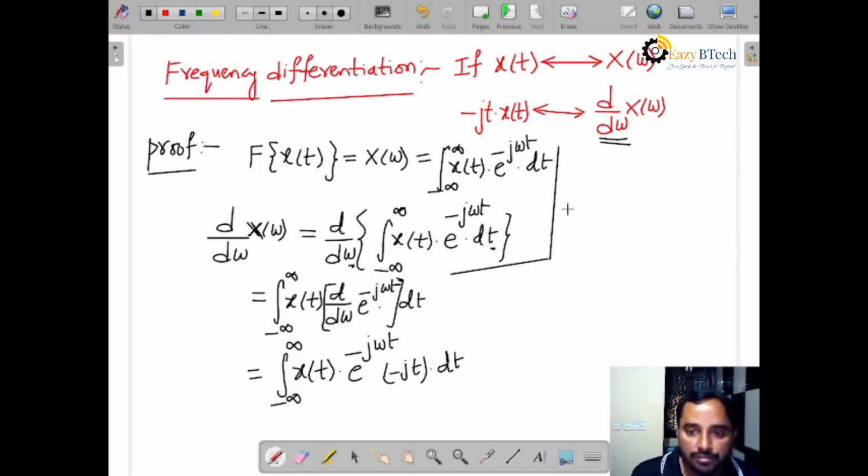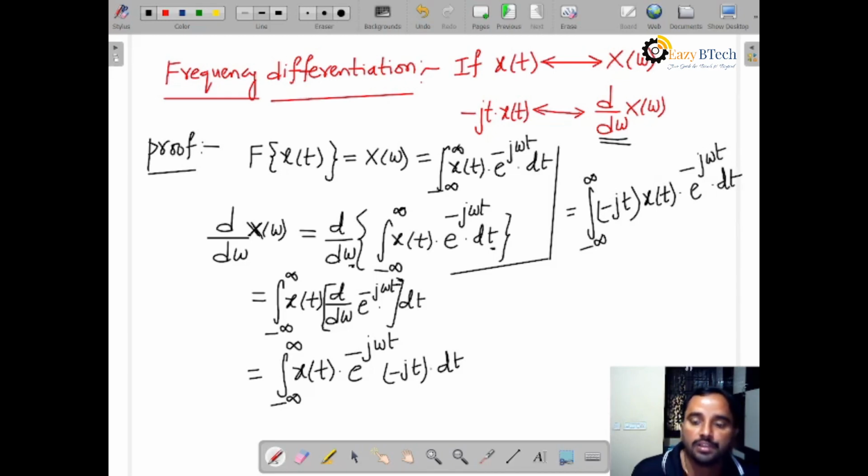So this is equal to, we can write the integral from minus infinity to plus infinity of minus jt into x of t into e power minus j omega t dt. Now this integral, compare it with the Fourier transform integral. Compare the Fourier transform integral and this integral, then we get the answer. So do the comparison of these two integrals.